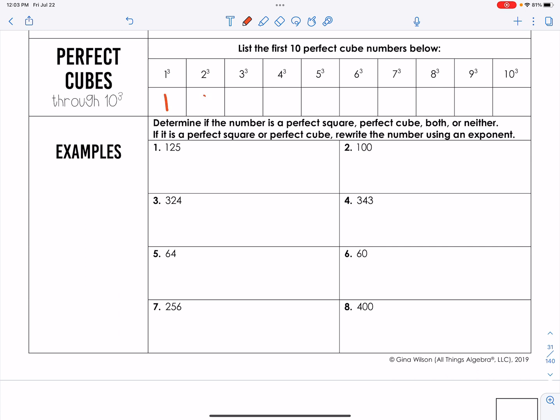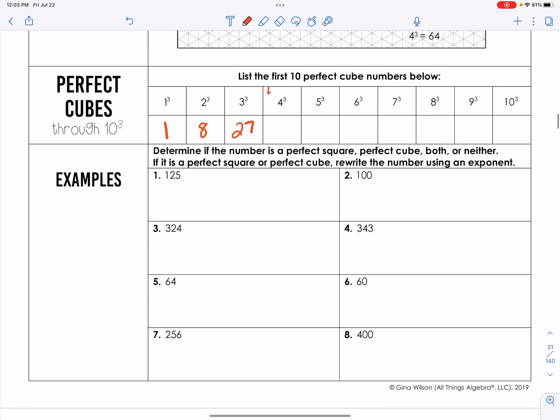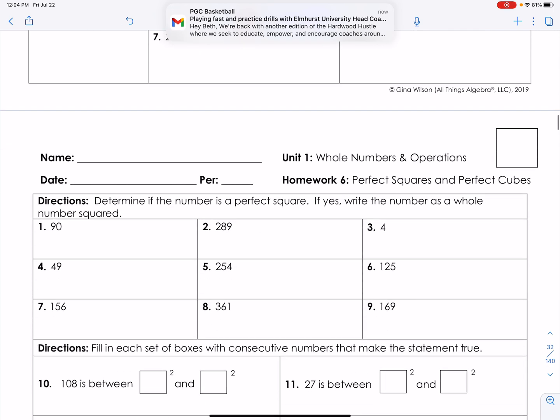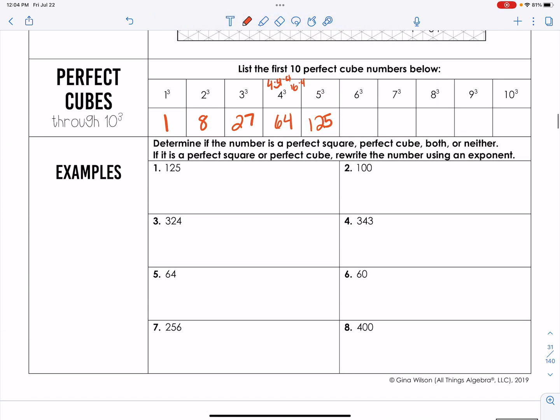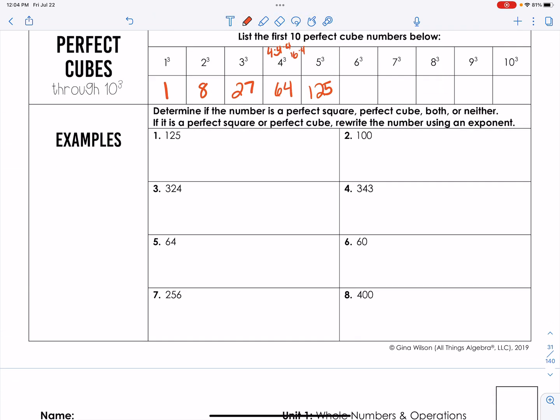We just did 2 times 2 times 2, that's 8. 3 times 3 times 3 is 27. 4 times 4 times 4, that's 16, 16 times 4, you can use your pink chart, is 64. Okay, the next one is 5 times 5 times 5. So the answer is 125, just so you know. Okay, I'll just give you these ones because they're bigger. 6 times 6 times 6 is 216.